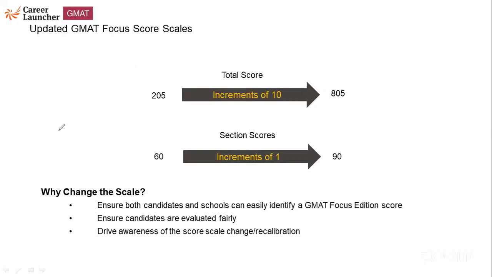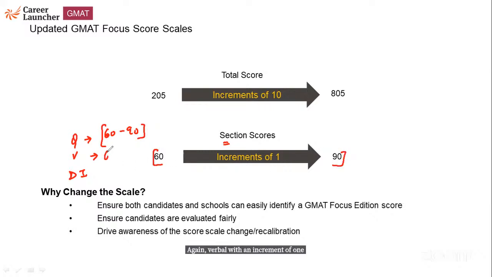So you get three sectional scores: quant, verbal, data insight. Quant starts from 60 to 90. Again, verbal with an increment of 1 from 60 to 90. Similarly, for data insight, that is from 60 to 90. Minimum and the maximum value.